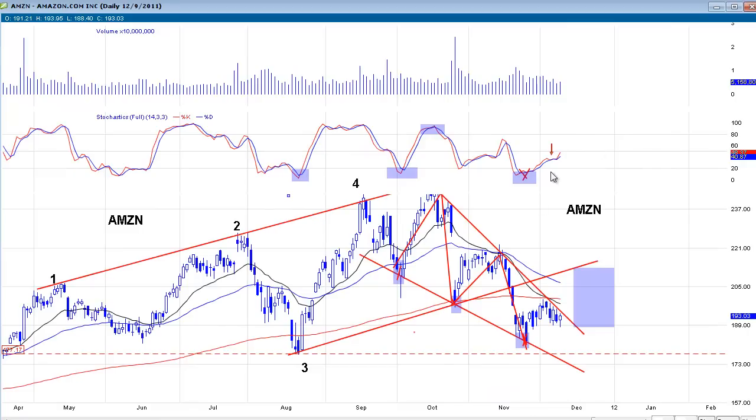And remember, a high probability setup means the combination of multiple indicators, which are the 5 we use: stochastics, recognizable patterns, trend lines, moving averages, and reversal candlesticks. So you could see here, based on the 1, 2, 3 pattern, you had 4.